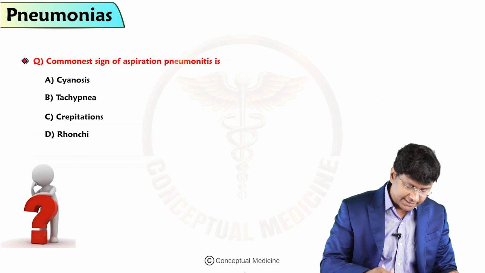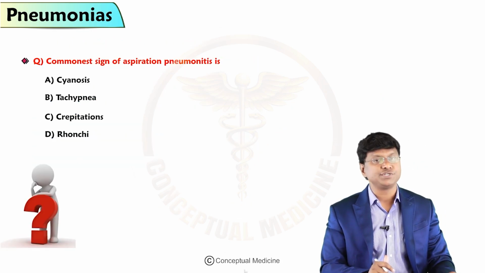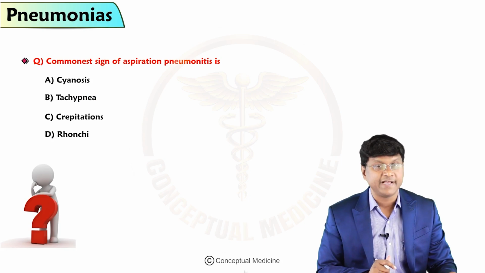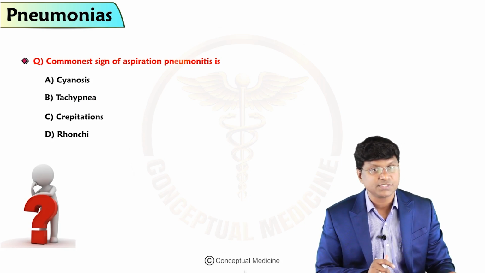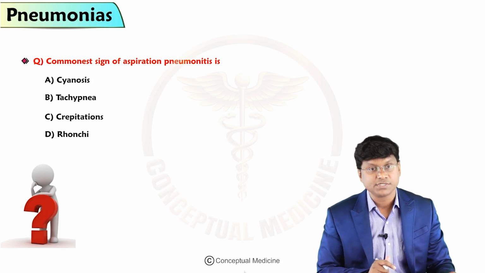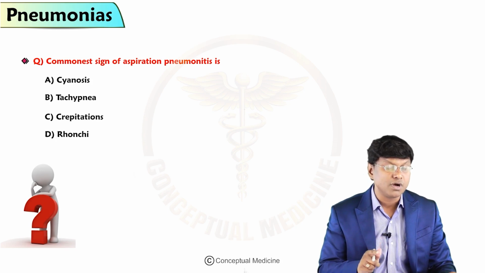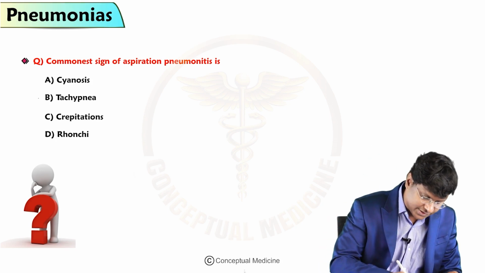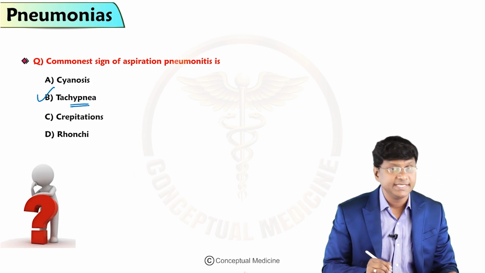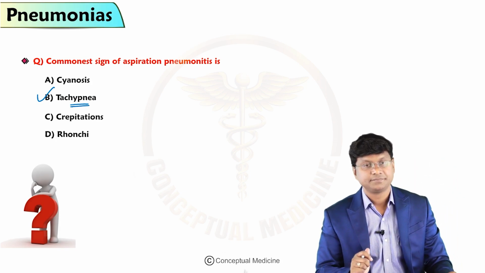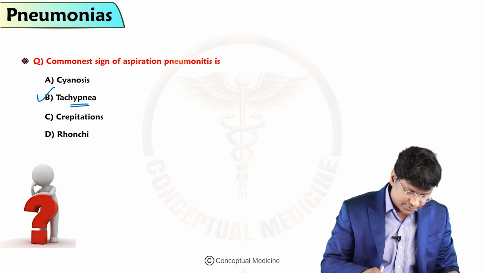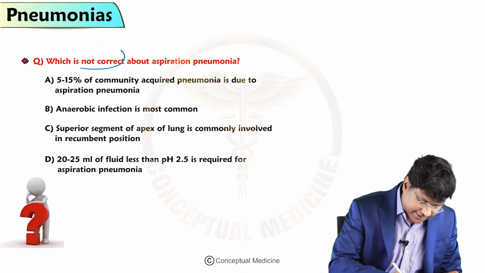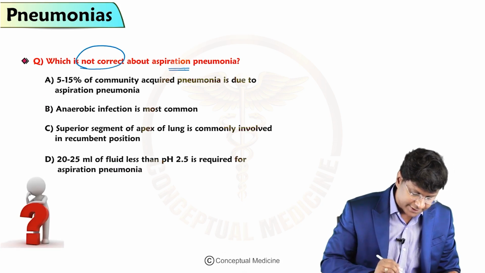Then, what are the signs and symptoms of aspiration pneumonitis? Signs include cyanosis, tachypnea, crepitations, rhonchi. Let me tell you, the commonest sign of aspiration pneumonitis is tachypnea. Next question. Which is not correct about aspiration pneumonia?